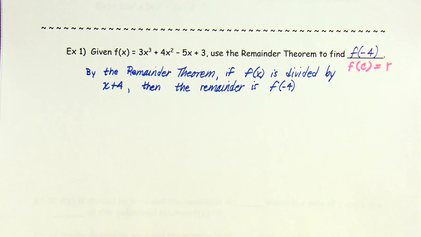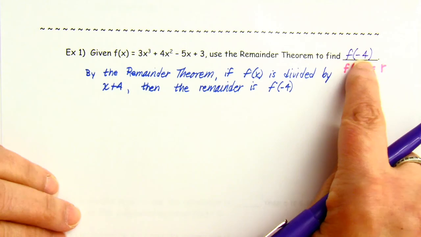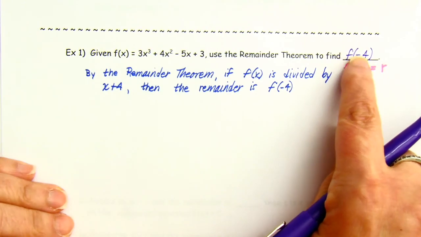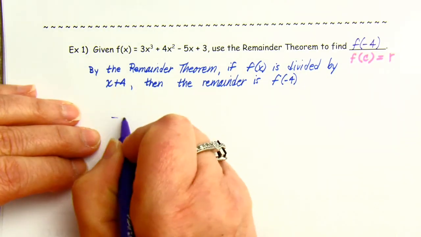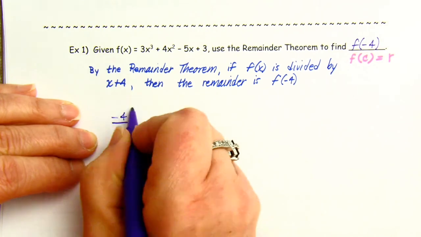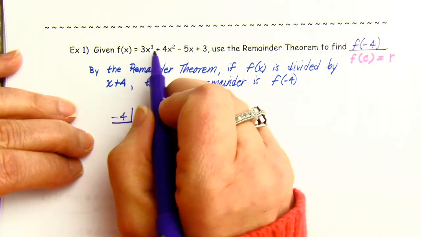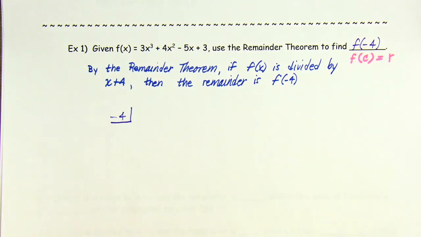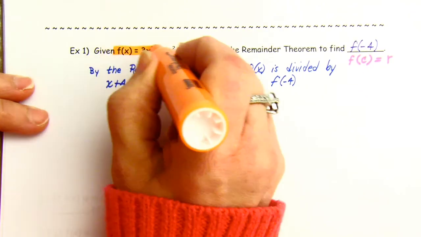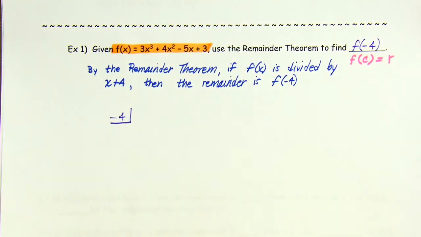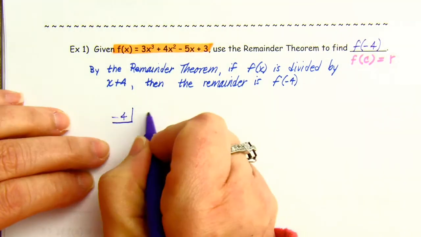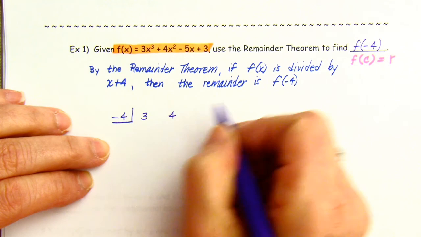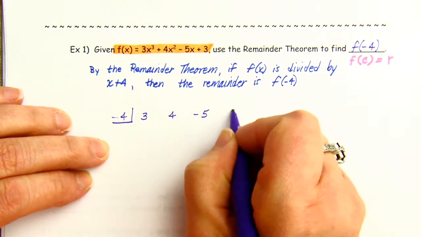Don't let this be tricky. It's not that tricky. You just take your actual, right, this is f of negative 4, this is f of c equals r, and you set up synthetic division. My c value is negative 4. And I look at my polynomial function, which is this right here, and I have to make sure I check the arrangement, right? 3, 2, 1, none. I'm not missing any terms. So I copy the coefficients 3, 4, negative 5, and 3.